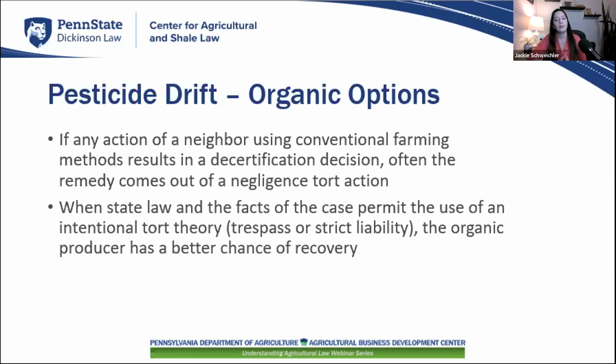But that said, if the organic farmer loses their certification due to the actions of a conventional neighbor farmer, the organic farmer might sue in a negligence or other type of tort action. Depending on the state, they might bring a strict liability or trespass claim.